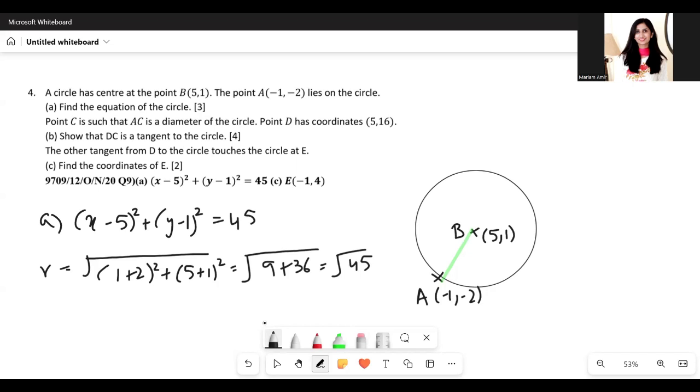Next, it says that the point C is such that AC is the diameter. Okay, if AC is the diameter, then C has to be somewhere over here. So C could be a point here. Let's first find the coordinates of C. We're going to use movement. You can also use the midpoint formula here, but I'm going to use movement.